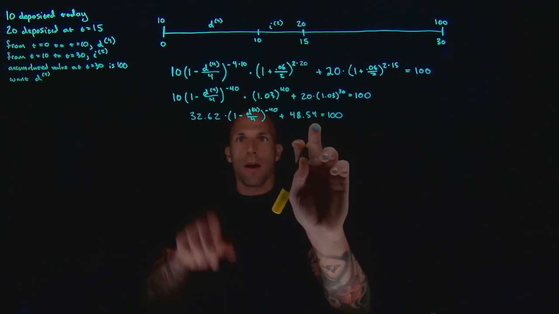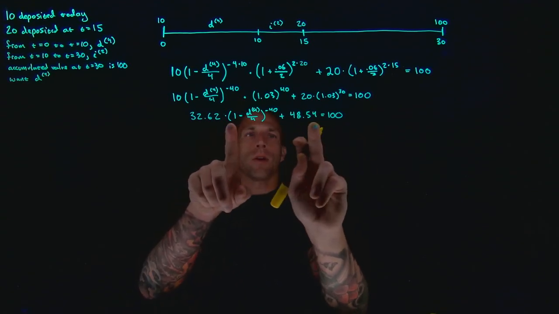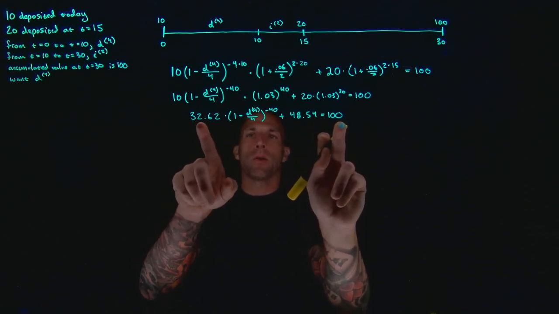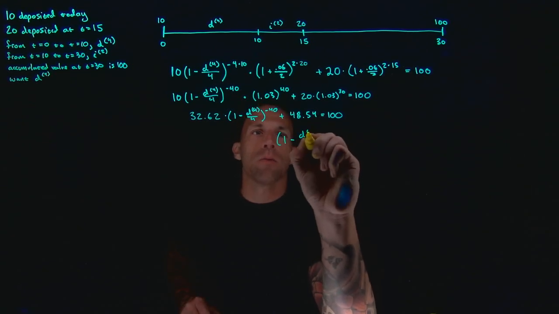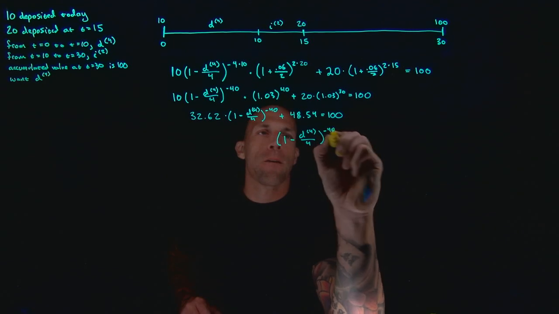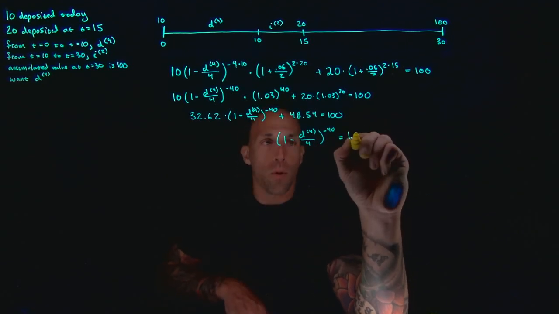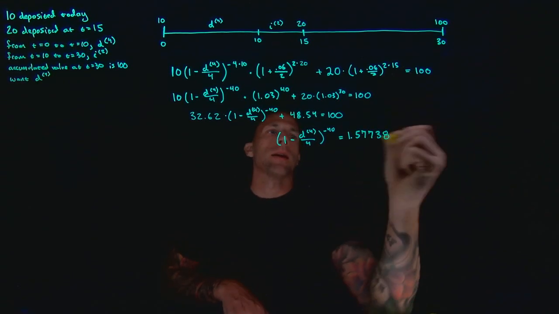So, 2 steps to isolate the term with the unknown. Subtract the 48.54 from both sides and then divide both sides by 32.62. So that leaves us with the unknown term here equal to 1.57738.